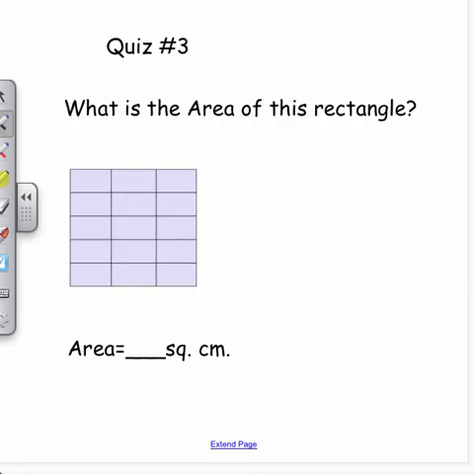Quiz question number 3. Your turn to solve an area problem. What is the area of this rectangle that you see below? Please pause the video and solve the problem, and then you can continue.